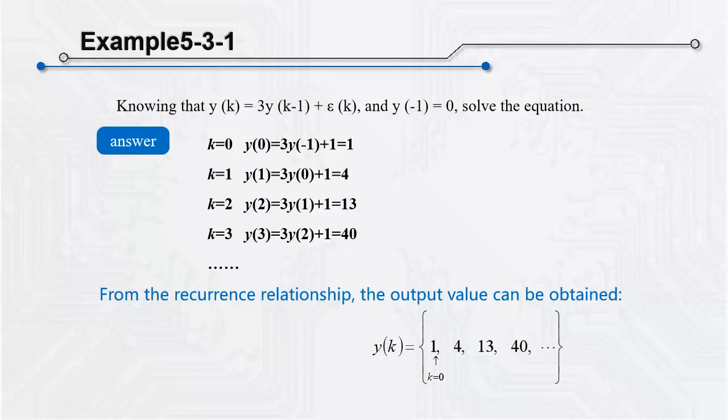Let's say k is equal to 0, 1, 2, 3, and so on. Then we can get the value of y of k at each sequence point. This method is simple and straightforward, but you can't get an analytic representation of y of k. So you can see that the initial output sequence of y of k is the following. This method is very simple and intuitive. That is the great thing about it.